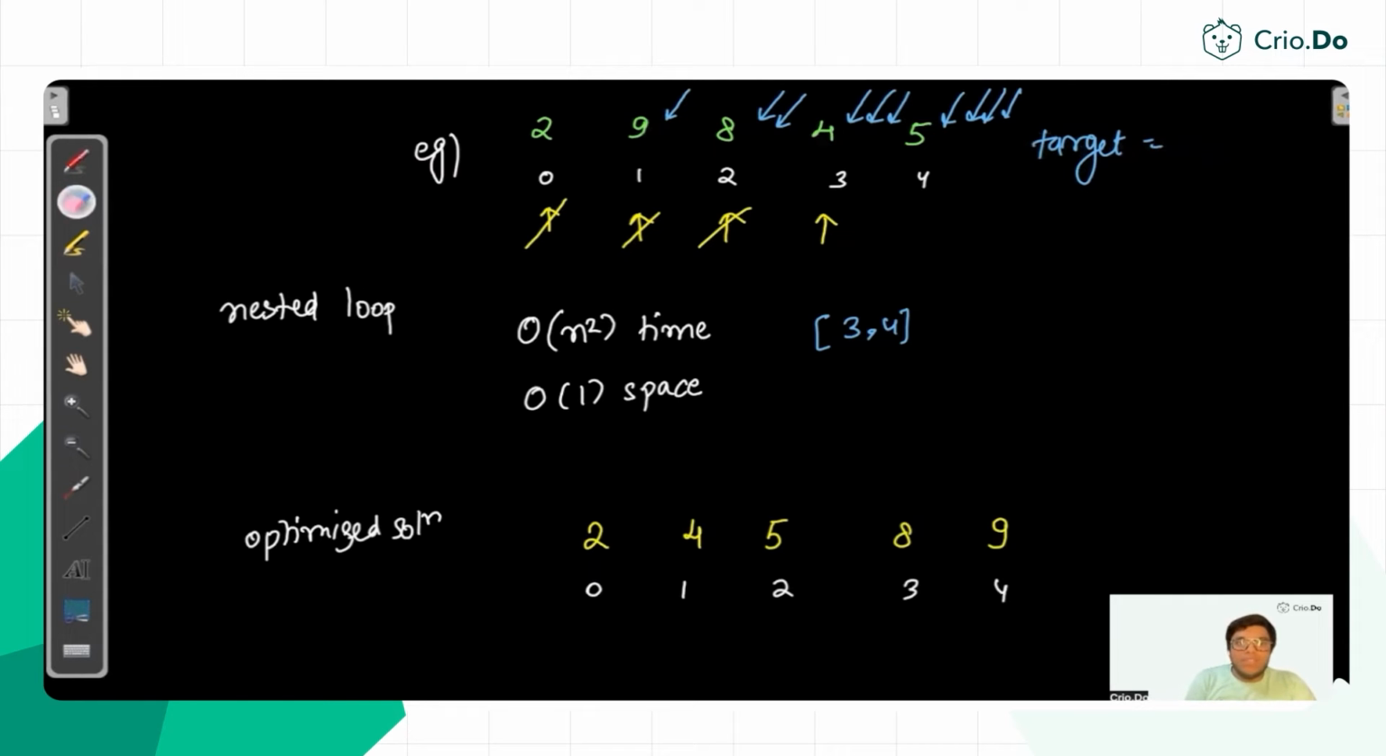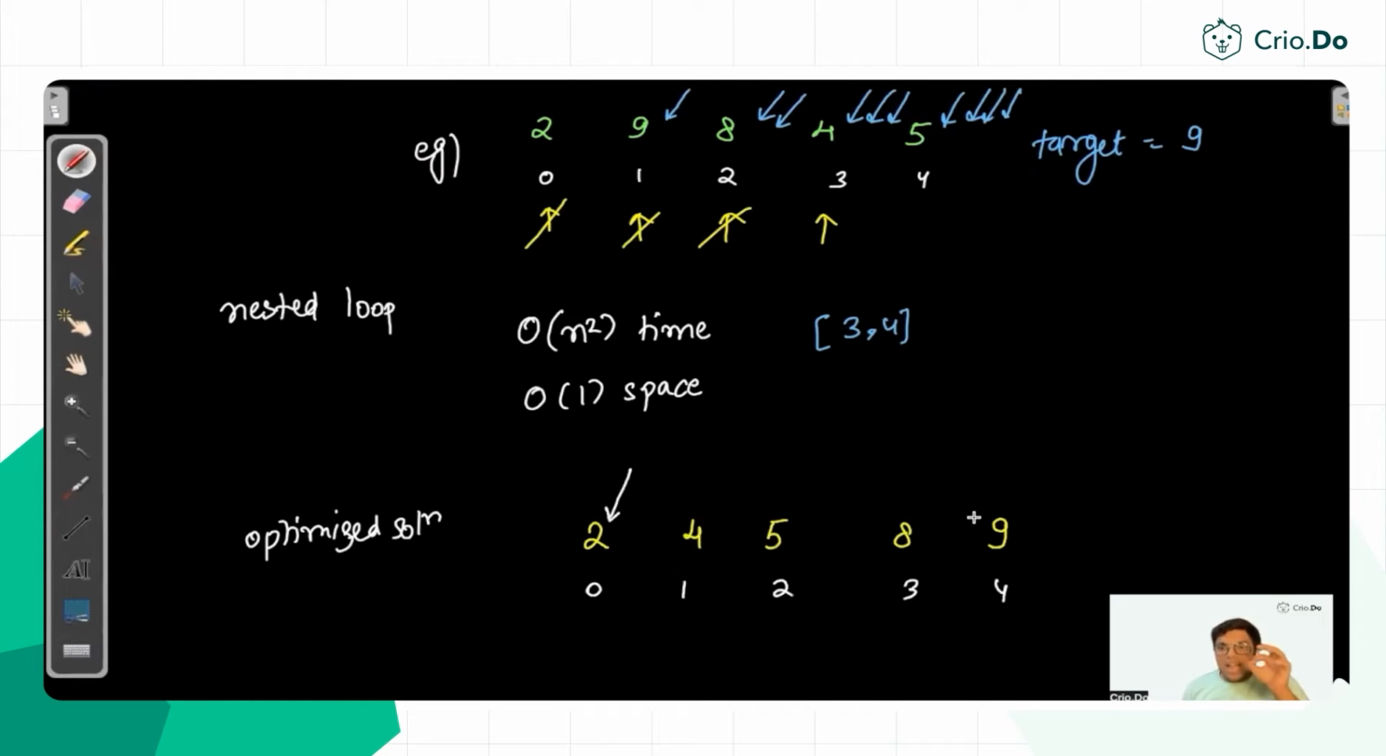Let's do a dry run for the target 9 itself. How can we figure out the target? If we have the first element at the zeroth index, the second at the next index, you cannot optimize. You have to figure out every pair, and every pair means the outer loop will run for all indices, and the inner loop will also run for all indices.